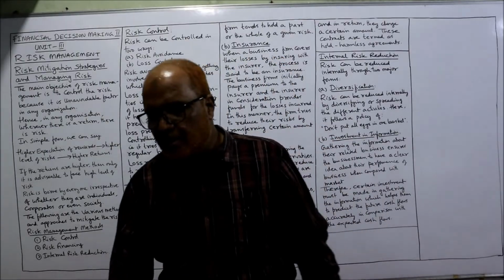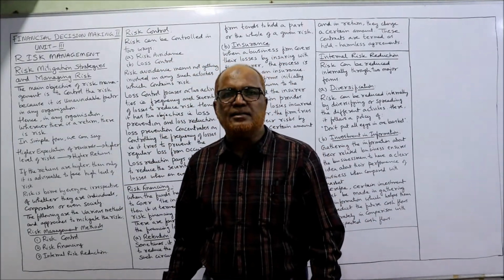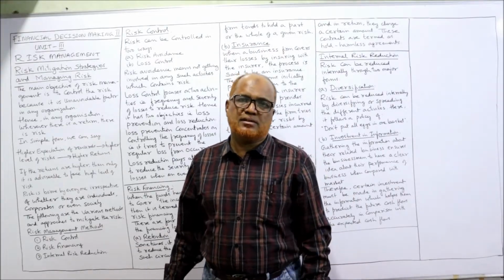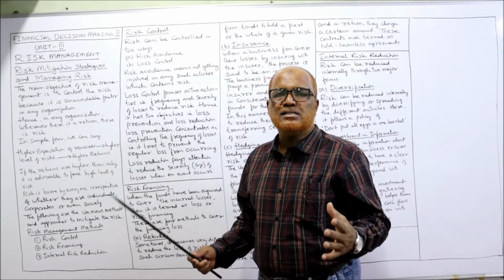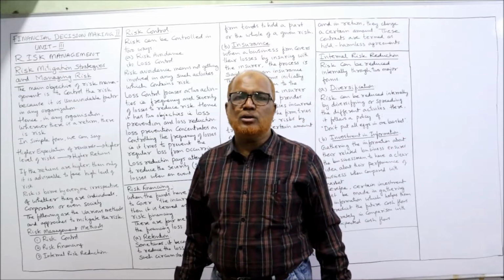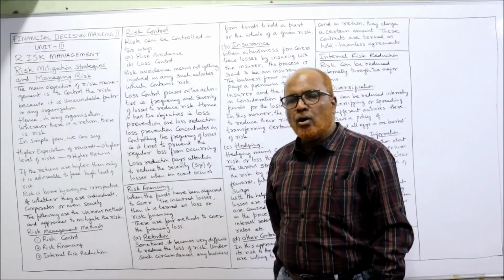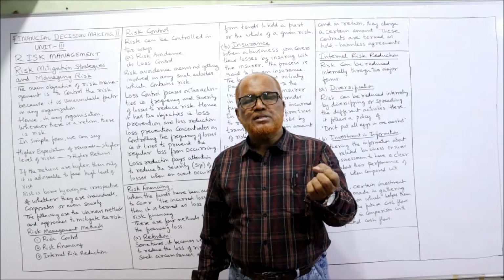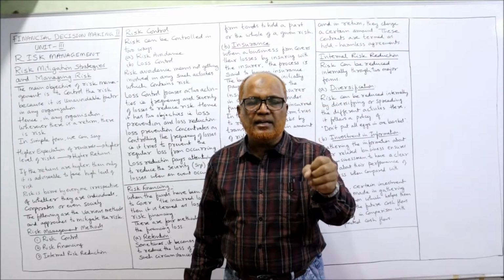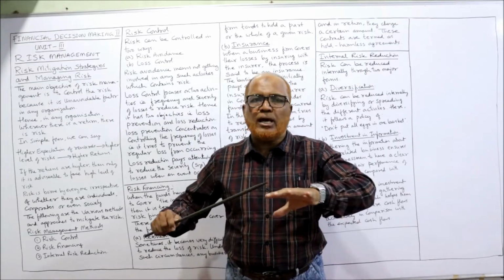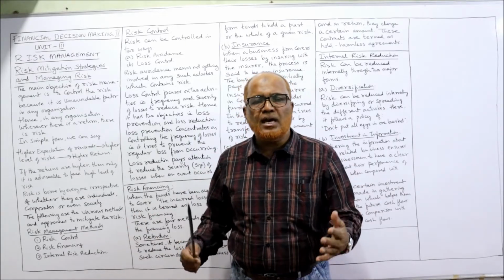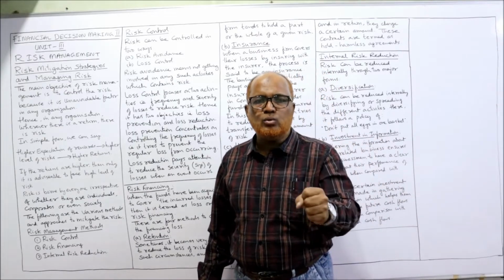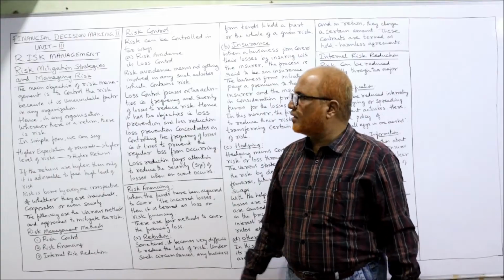Now, the topic is risk mitigation strategies. Mitigation means reducing the severity of risk. So, what are the different strategies available to mitigate the losses of risk? The main objective of risk management is to control the risk. Risk is an integral part of every business. We cannot eliminate it. It is there. Our job, the business's job, is to reduce the severity of risk.